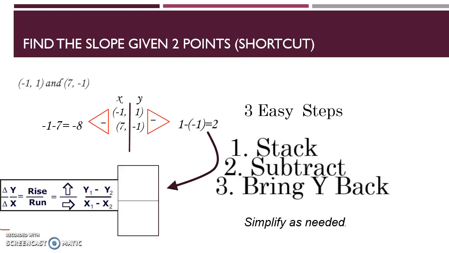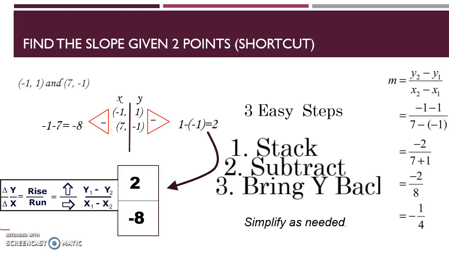And I have that little graphic there to remind you. So we're going to take the y difference, which is 2, and put it over the x difference, which is negative 8. And we will still get the same simplified fraction of negative 1 over 4 as we got doing it the other way. This is just another way to think about it and keep it straight in your head. Stack, subtract, and bring y back.